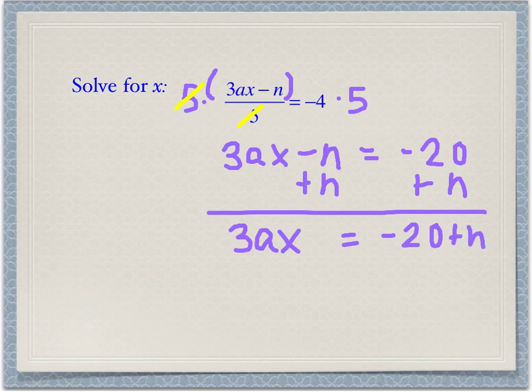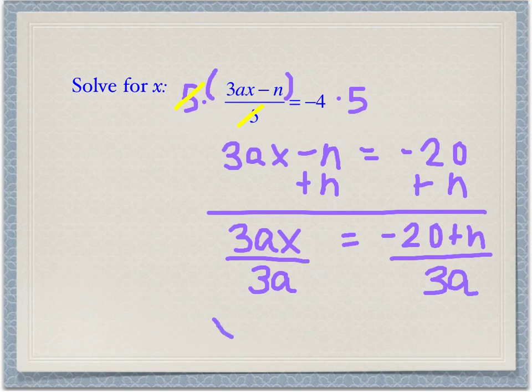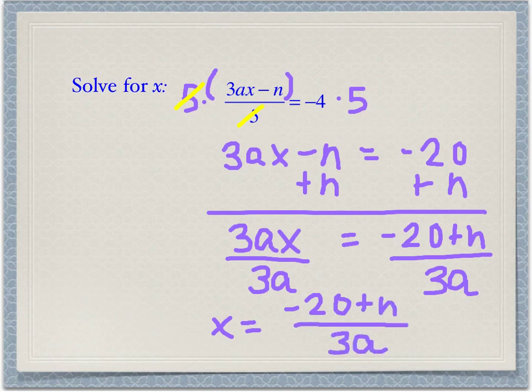Again, I can't do anything with that. Last thing I'm going to do, to get x by itself, is divide both sides by 3a. And so my answer, again, is not very beautiful looking, but it is my official answer, and it's the best I can do: x equals negative 20 plus n, over 3a.